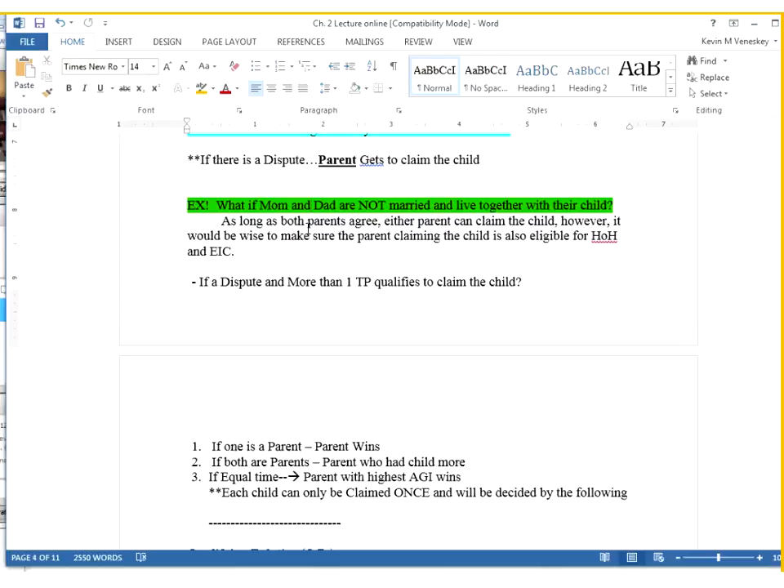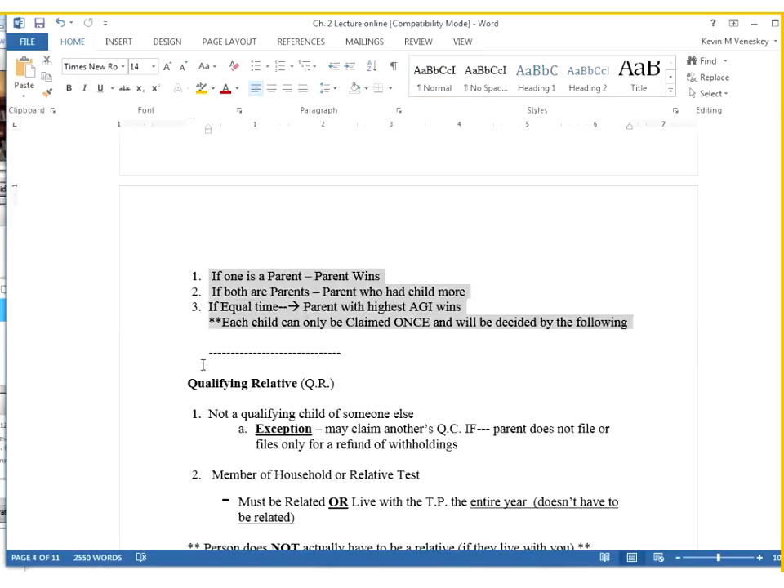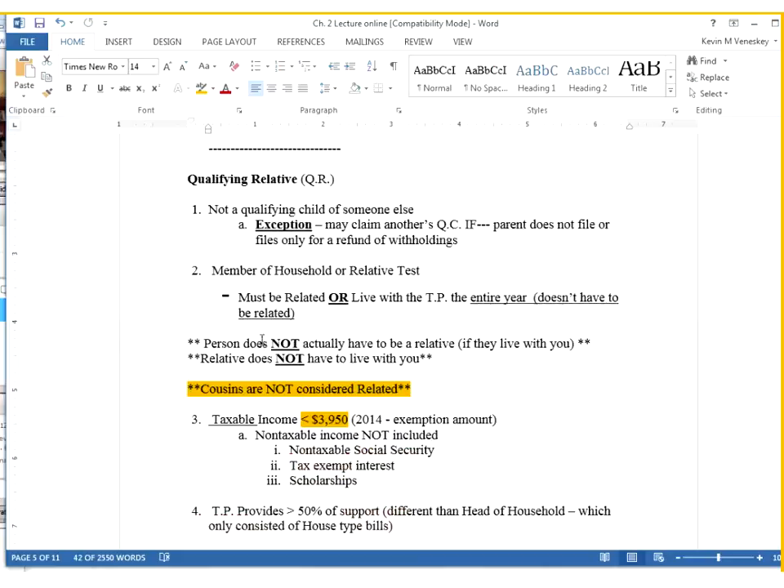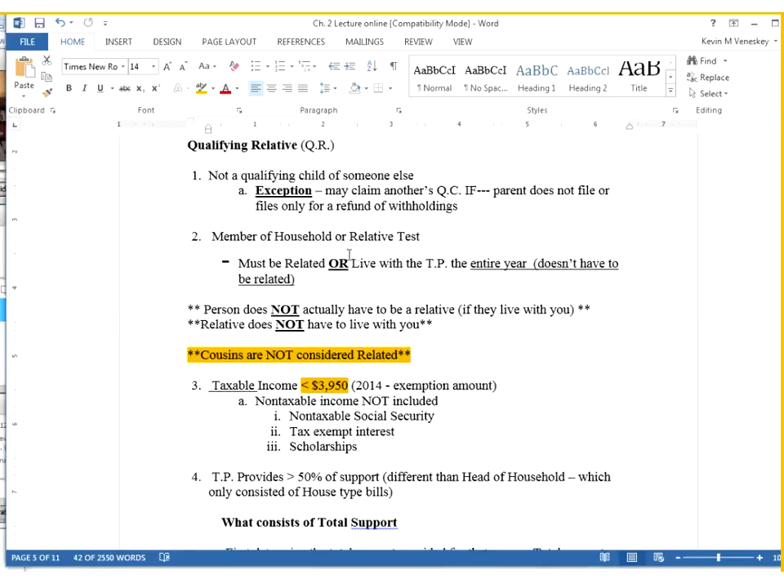And then another common situation is mom and dad aren't married. Who gets to claim the kid? Well, if they can't decide, there are some tie-breaking rules that you'll want to look through. All right, so what about everybody else who is not a qualifying child of yours, who doesn't meet those requirements? They fall into this category, the qualifying relative.